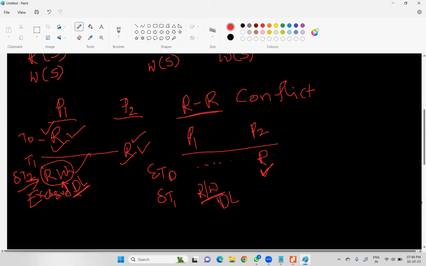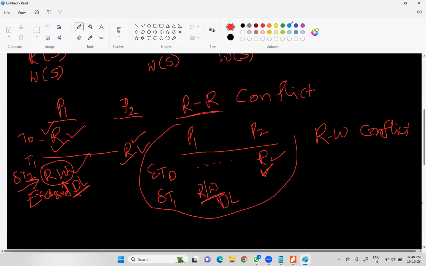This is called read write conflict. First read was operated, then read write was operated. So that is why it is called read write conflict. Okay, this is the scenario for read write conflict. This is the actual scenario.